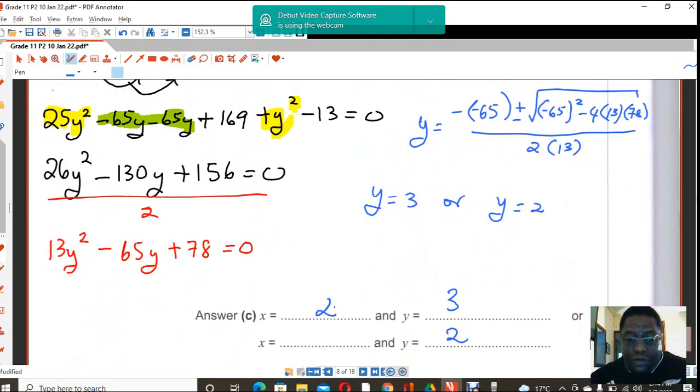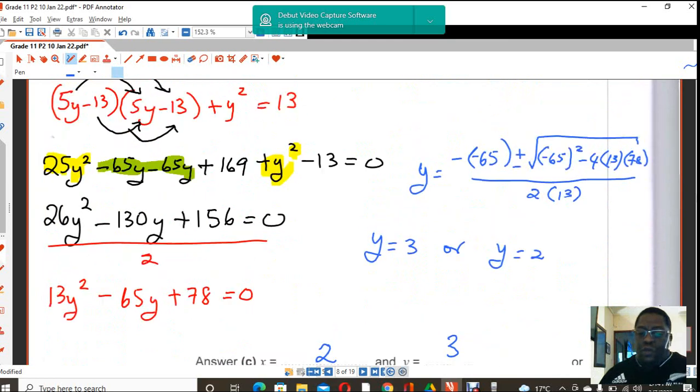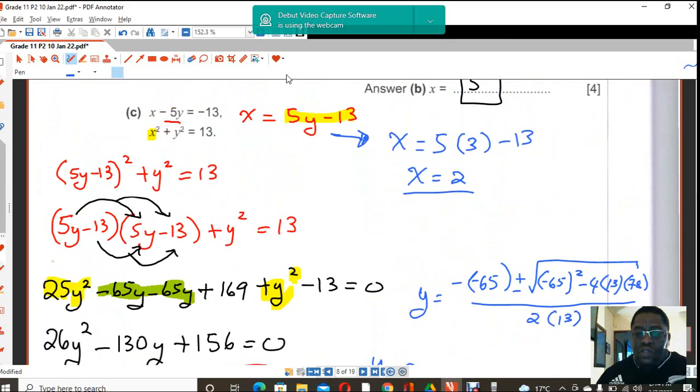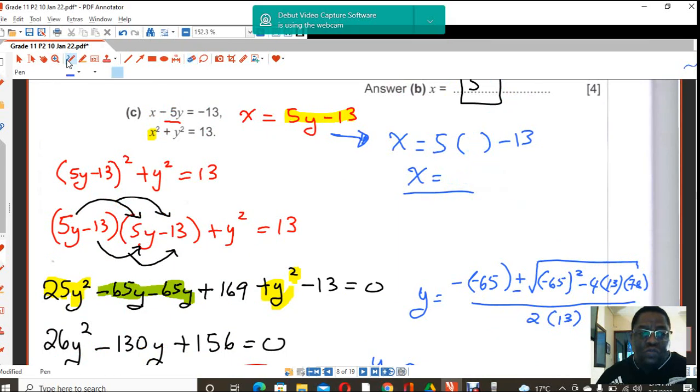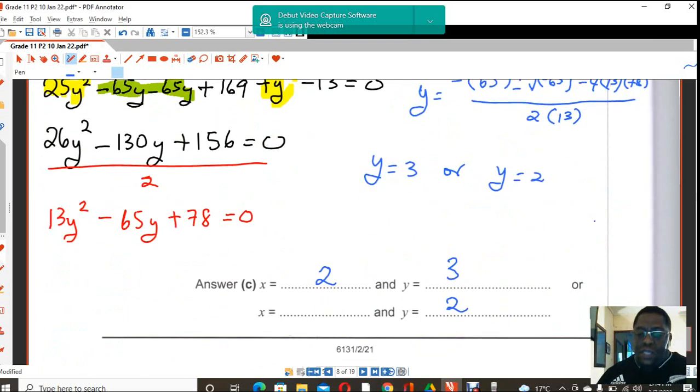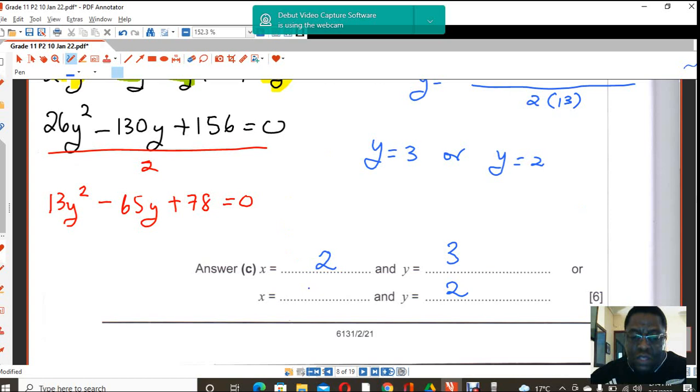Got that? Now we need to find when y is equal to 2, right? So I'm just going to do that. I'm going to take away that to see if y is equal to 2. What answer do I get? So 5 times 2 is 10. 10 take away 13. The answer is minus 13. Minus 3, rather. So these are therefore the solutions.